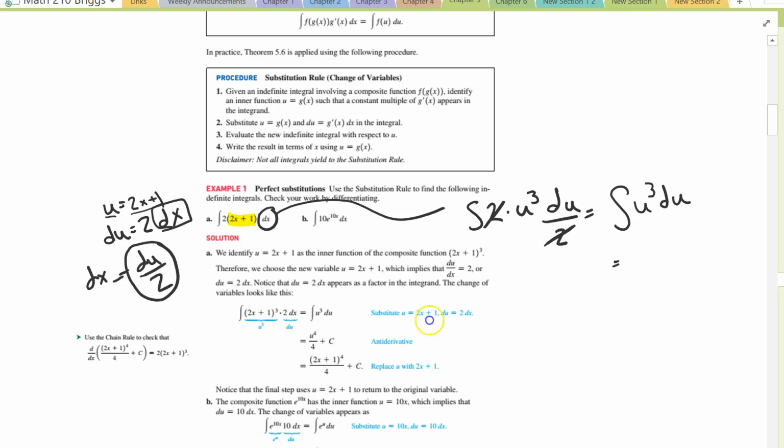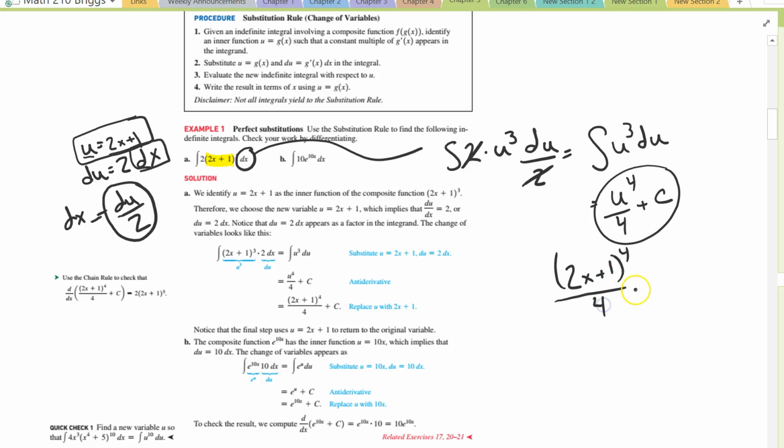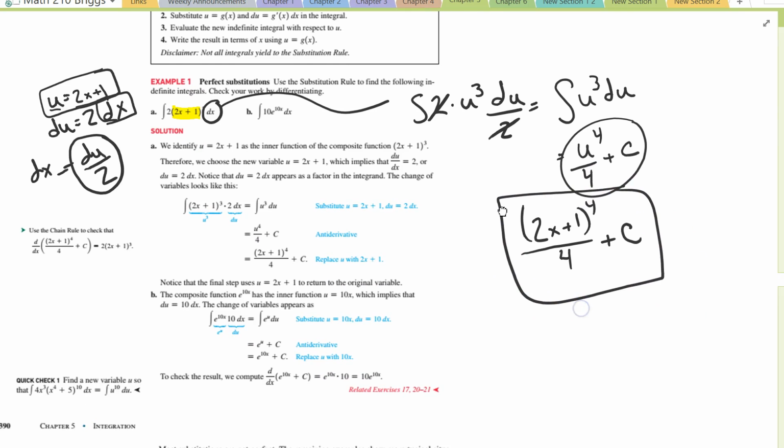And that is very straightforward with the power rule to put u to the n plus 1 over n plus 1 plus c. But this is in terms of u. You want to get it back in terms of x, so you're going to use this here, and you would have 2x plus 1 to the 4th power divided by 4 plus c. And if you differentiated that, you would end up with what you have here.